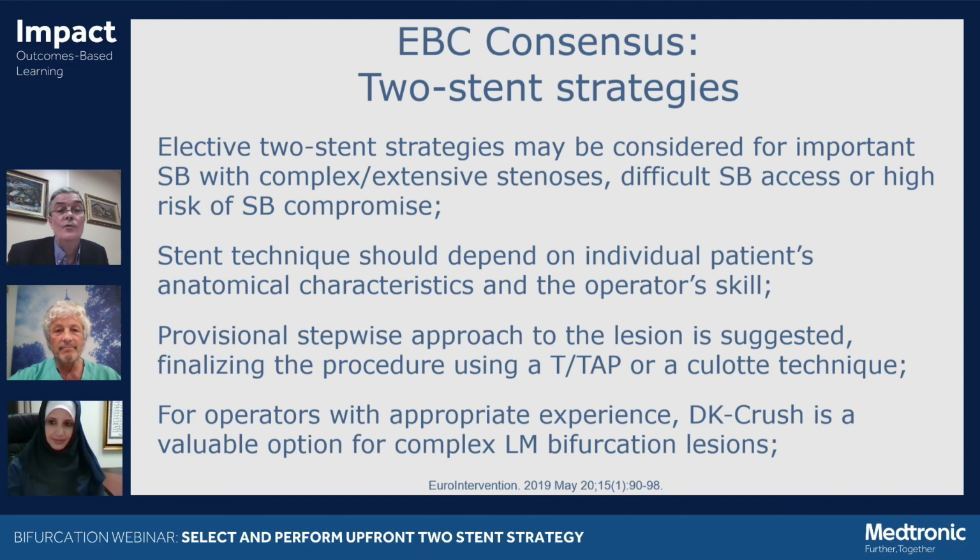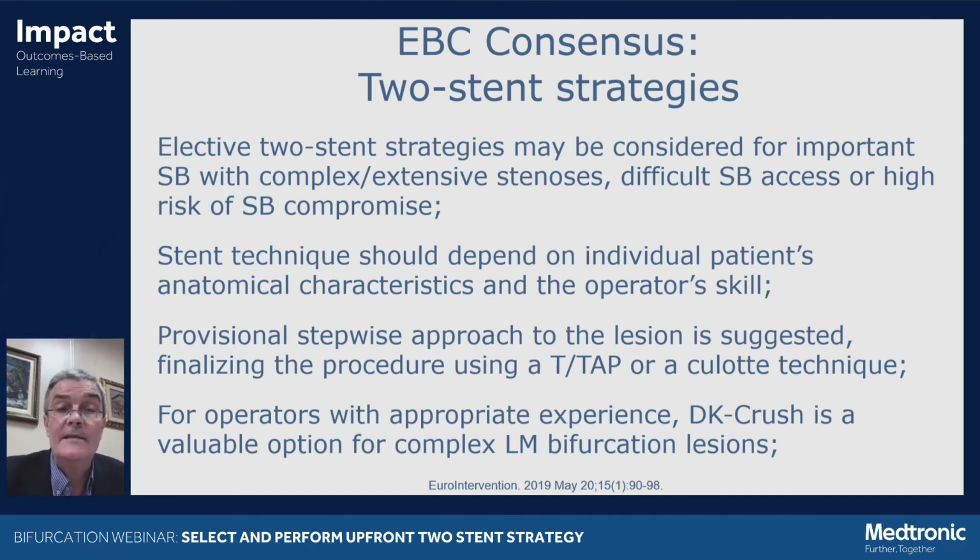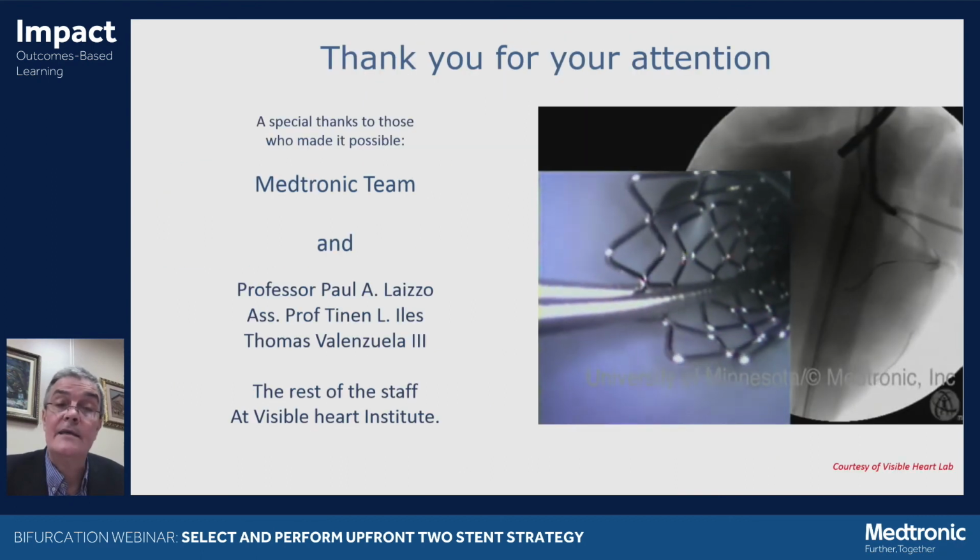So to conclude, elective two-stent strategies should be considered for complex or extensive stenosis of the side branch, difficult side branch access, or high risk of compromise. But of course, technique should depend on the individual patient's anatomical characteristics and the operator's skill. We may prefer a provisional stepwise approach ending up with T-TAP or culotte, but also for operators with appropriate experience, DK crush is a valuable option for complex left main bifurcations like in Mirvat's case.